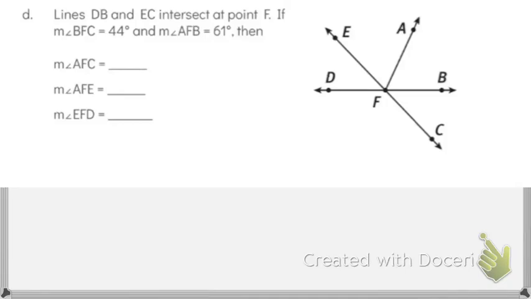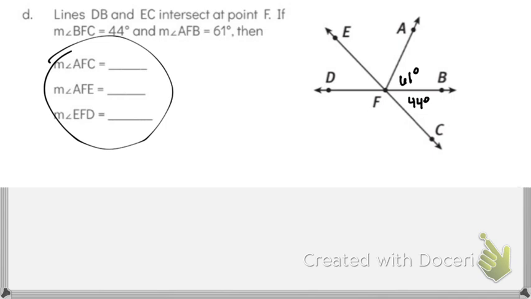All right, this is part 2 of activity 4. For this question, it says lines DB and EC intersect at point F. If the measure of angle BFC is 44 degrees, so BFC, this right here, is going to be 44 degrees. And then it says angle AFB, so AFB, this right here, is going to be 61 degrees. And then it's asking you for these 3 right here.